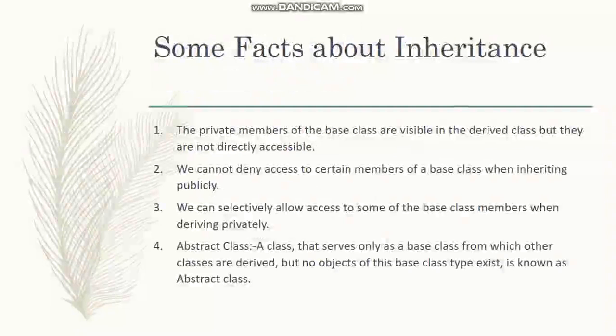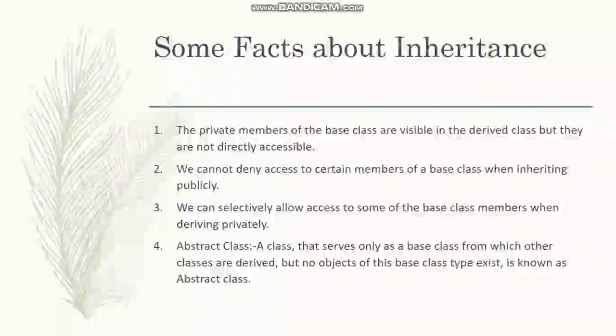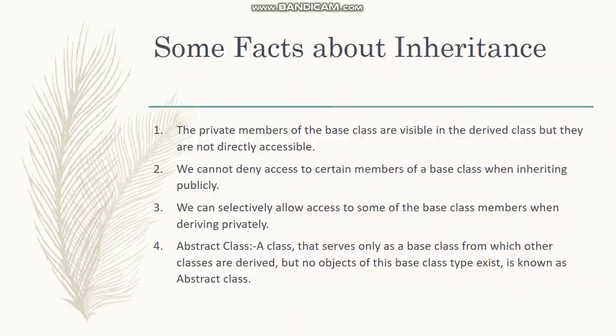So now let us look at some facts about inheritance. The first one is that the private members of the base class are visible in the derived class, but they are not directly accessible. This means that the private members of the base class are seen in the derived class, but they cannot be used. The second one is that we cannot deny certain members of the base class when inheriting publicly.